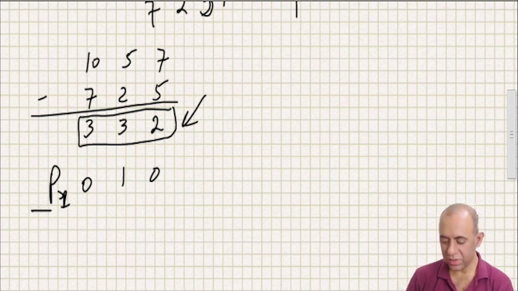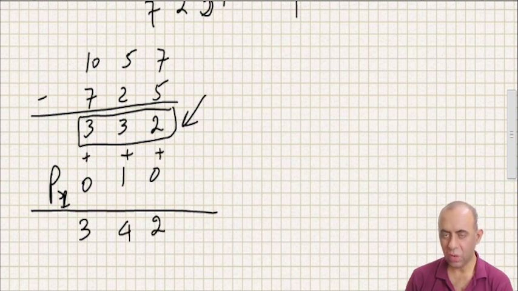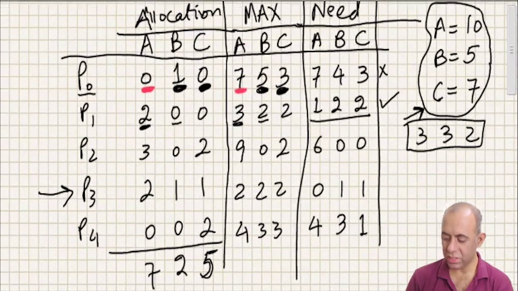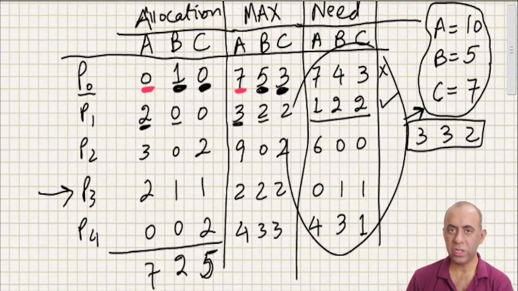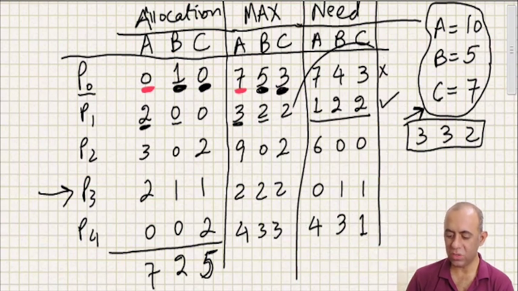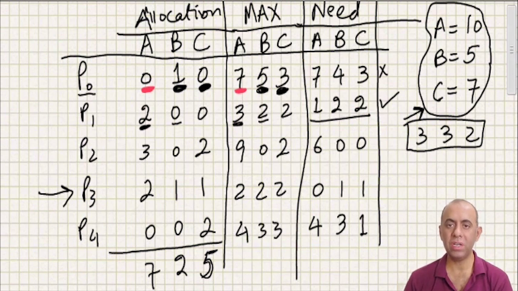So the new number of resources become 3 plus 0 is 3, 3 plus 1 is 4, 2 plus 0 is 2. So now we've got 3, 4, 2. So we look into this matrix and we see which process we can meet the need of, and if we find that, we assume that that process can run and we simply check it out of the list and we keep on doing that.